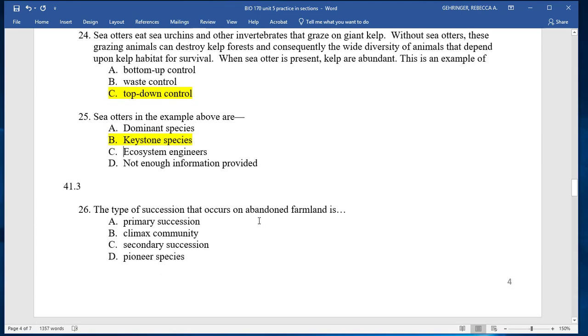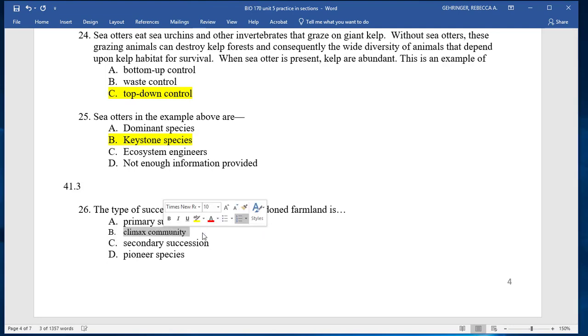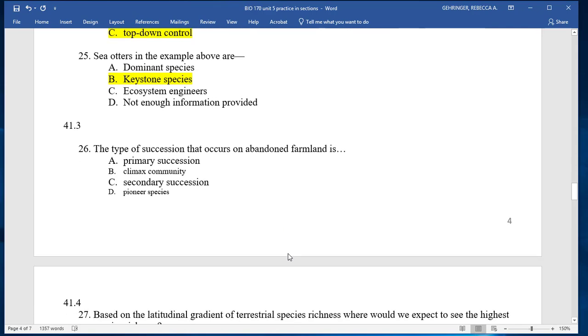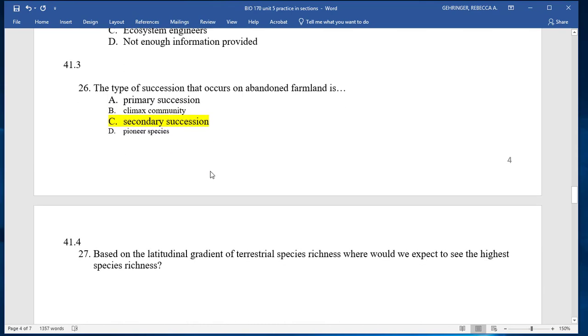26, the type of succession that occurs on abandoned farmland is, so really the only actual types of succession are primary succession and secondary succession. So we can get rid of B and D on this one. What's the difference between primary succession and secondary succession? Secondary succession, you already have soil. Do you have soil on abandoned farmland? Absolutely. So secondary succession, C is our answer for that. Primary succession, the soil has to be built, so you're starting on rock with primary succession.